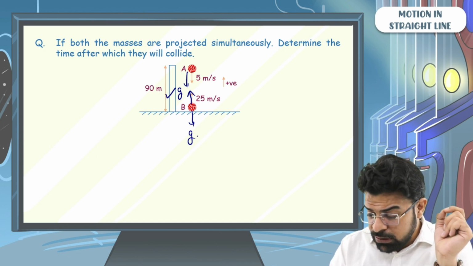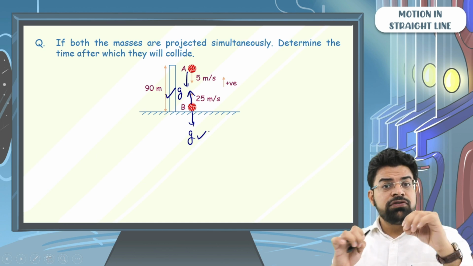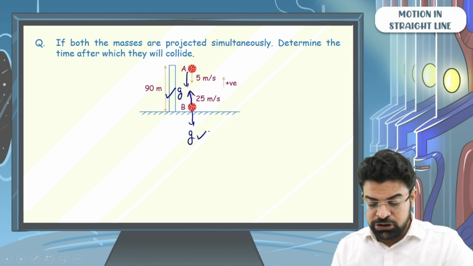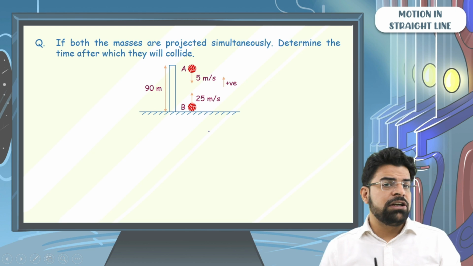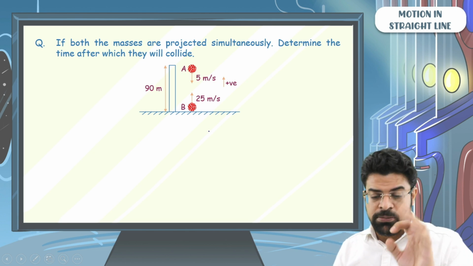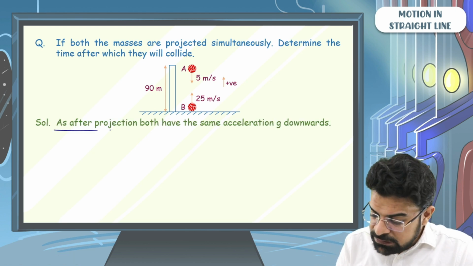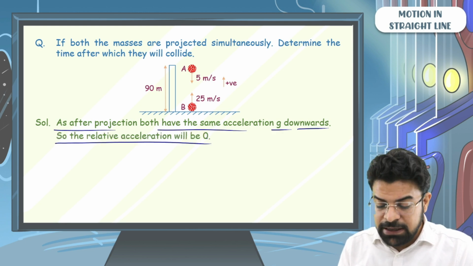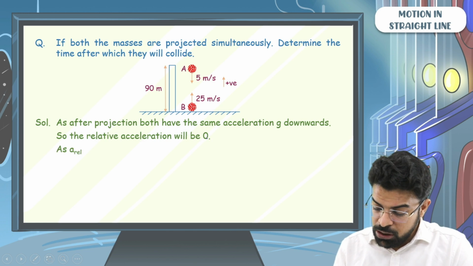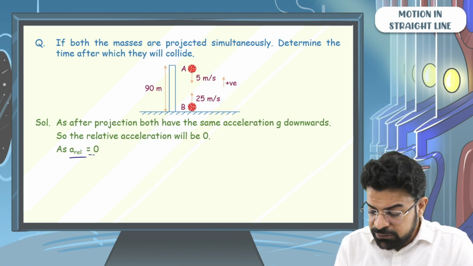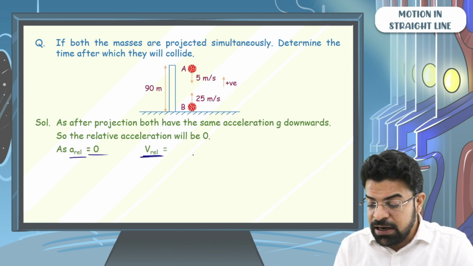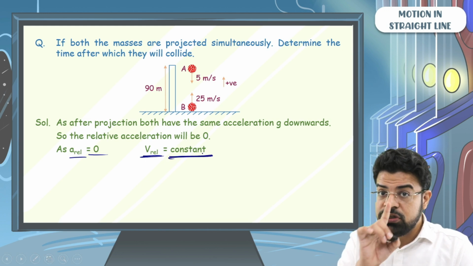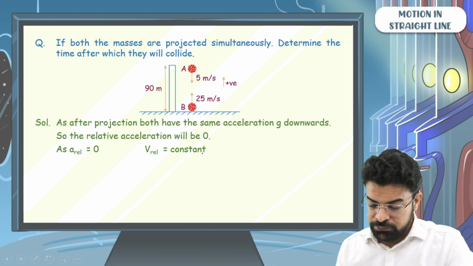Acceleration is a vector quantity. Since both the particles A and B have the acceleration of the same magnitude in the same direction, their relative acceleration will be 0. Since their relative acceleration will be 0, their relative velocity will be constant. So let's see. As after projection both have the same acceleration g downward, the relative acceleration will be 0. As a relative is 0, we can say that the relative velocity will be constant. It won't change with time.